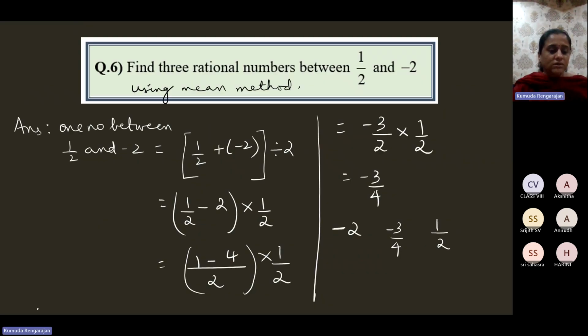Listen carefully. Between 1 by 2 and minus 2, minus 2 is small, 1 by 2 is big, and we have found minus 3 by 4 between these two numbers. Now put the less than symbol. This is how you write.